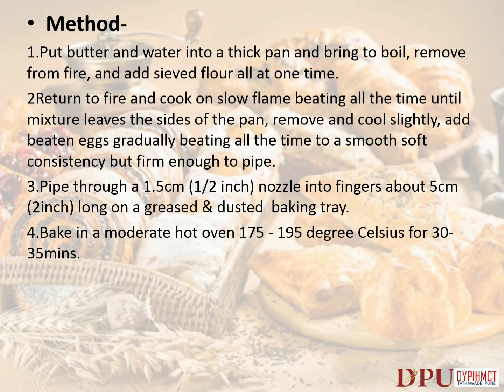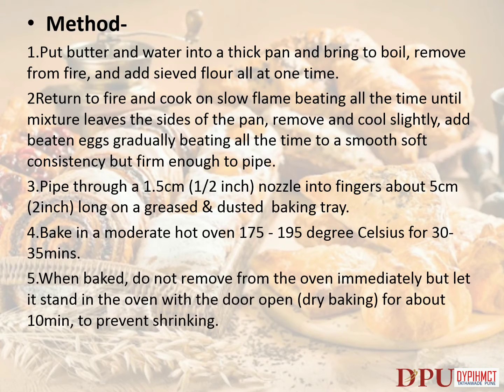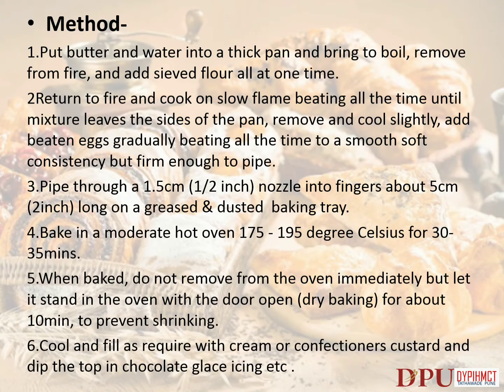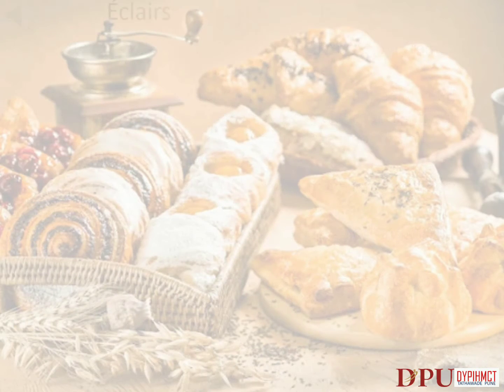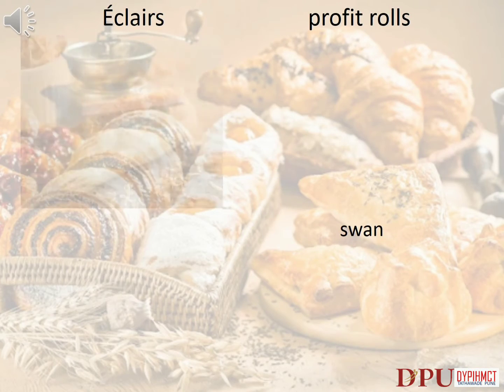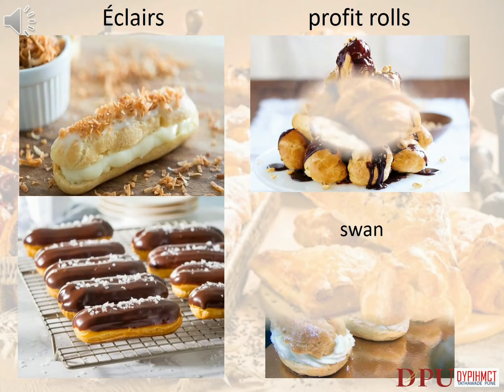4. Bake in a moderately hot oven, 175 to 195 degrees Celsius, for 30 to 35 minutes. 5. When baked, do not remove from the oven immediately but let it stand in the oven with the door open, dry baking, for about 10 minutes to prevent shrinking. 6. Cool and fill as required with cream or confectioner's custard and dip the top in chocolate glaze icing, etc. Eclairs. Profiteroles. Swan.